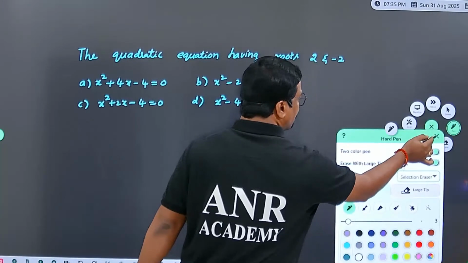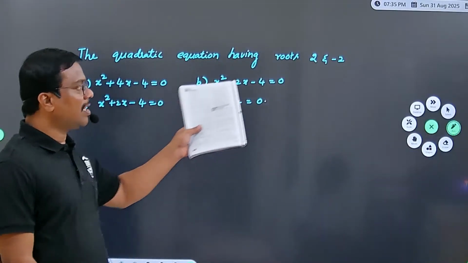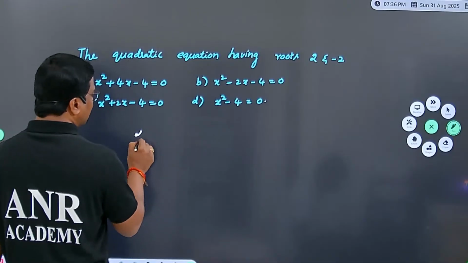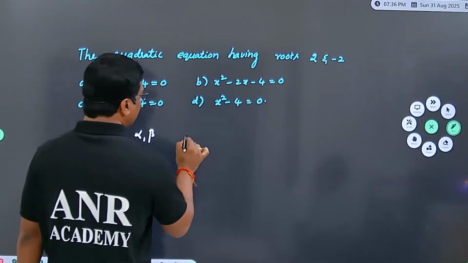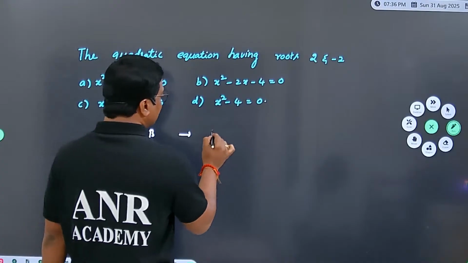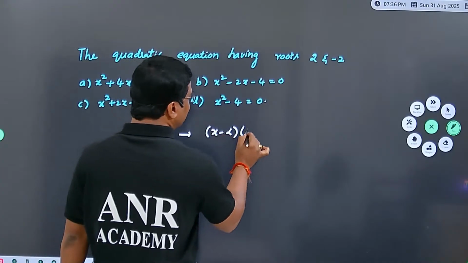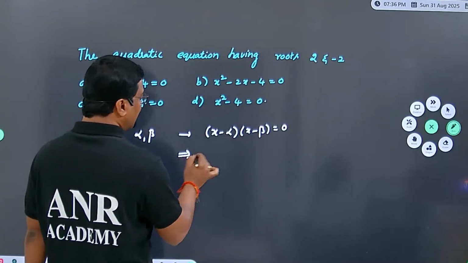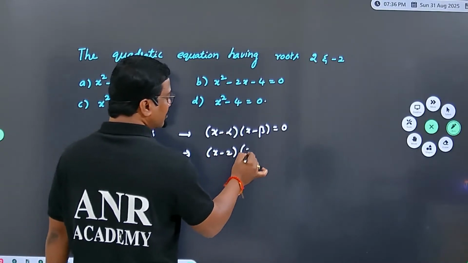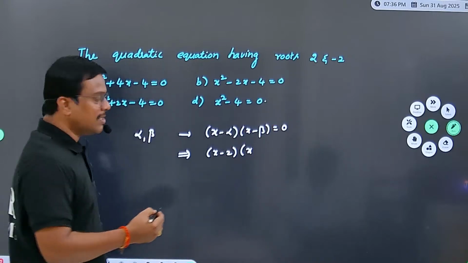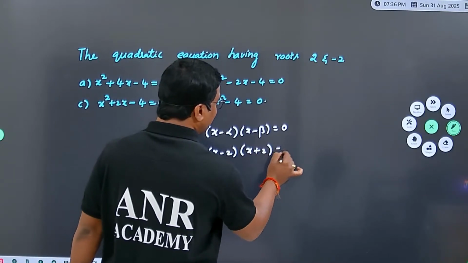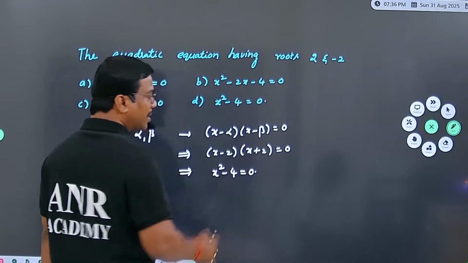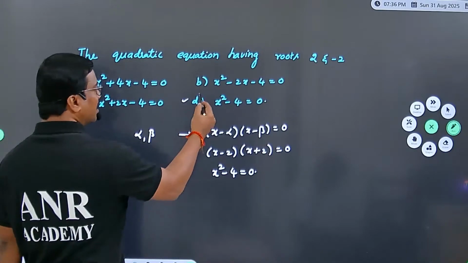See the solution. Since the roots are plus 2 and minus 2, when alpha comma beta are roots of the equation, then the quadratic equation can be expressed as x minus alpha into x minus beta equal to 0. That implies here x minus 2, x minus of minus 2, that is x plus 2 equal to 0. Implies you can write x square minus 4 equal to 0. So option D is the right answer.